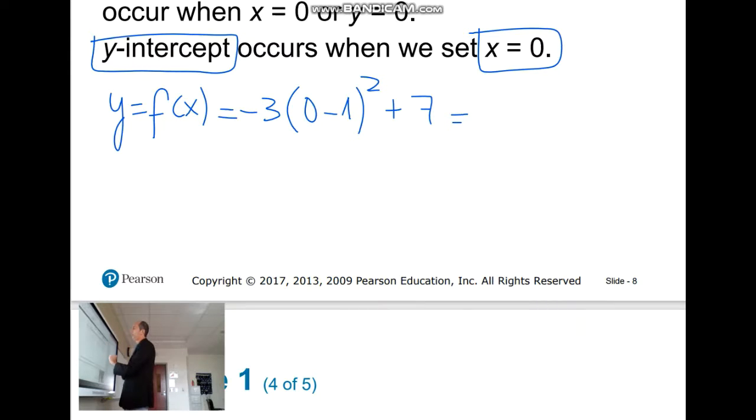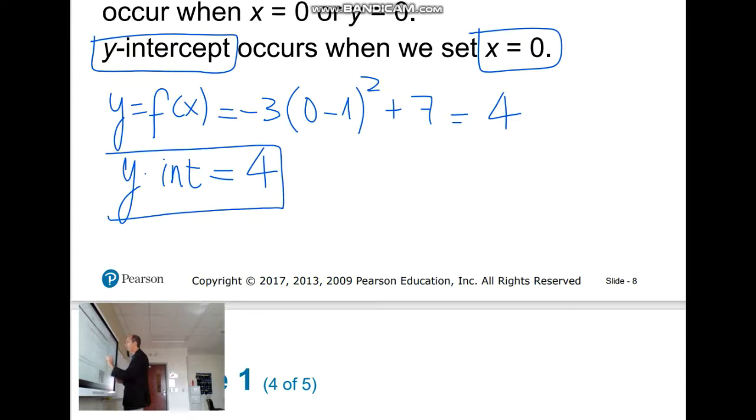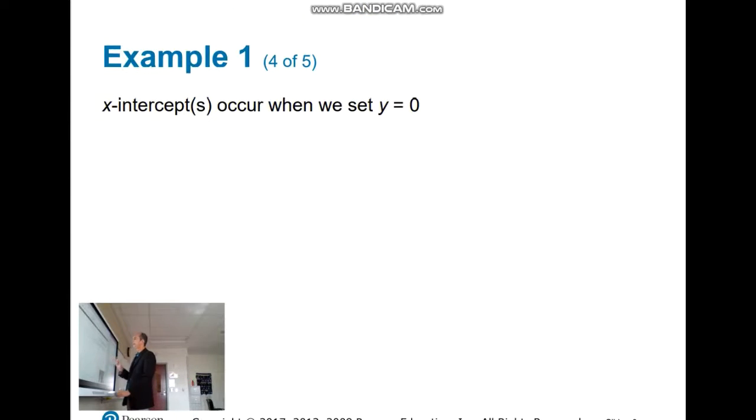0 minus 1, negative 1 squared, 1, positive 1, negative 3 times positive 1, negative 3, plus 7, 4. That means y-intercept equals 4. Okay? So we found the y-intercept. The next step, let's find the x-intercept. And the x-intercept is going to occur when y equals 0.